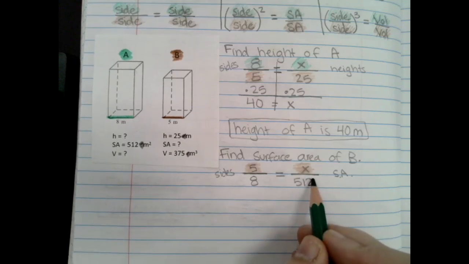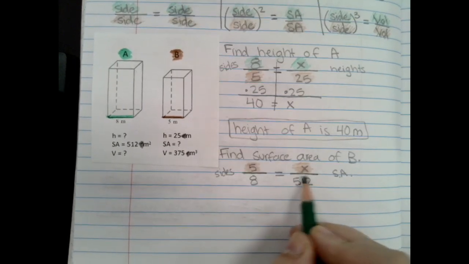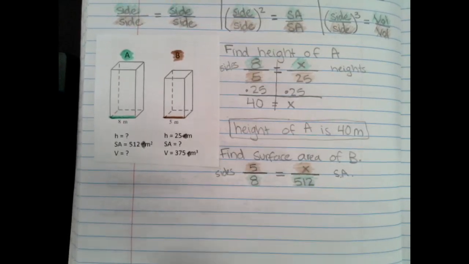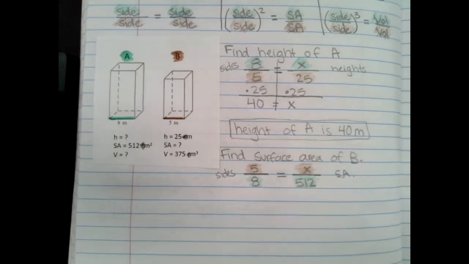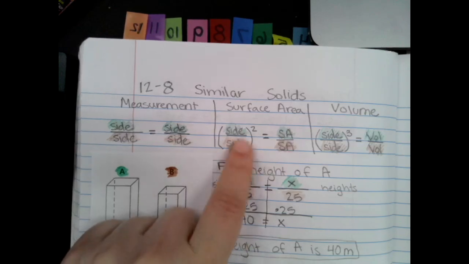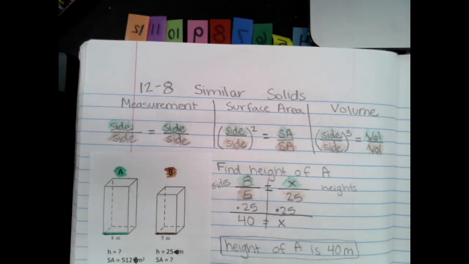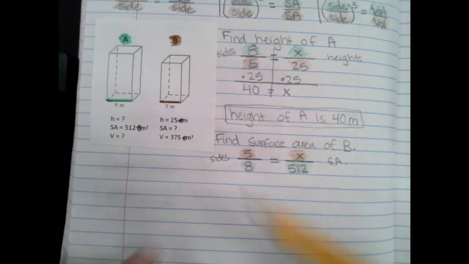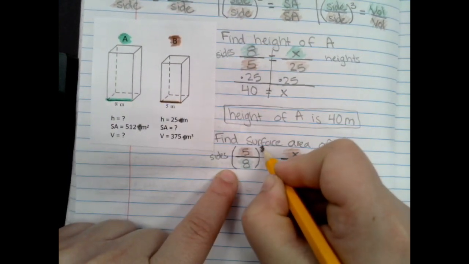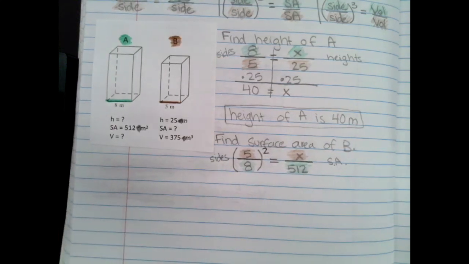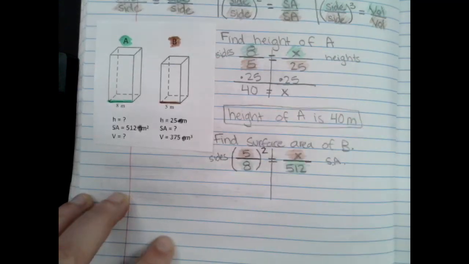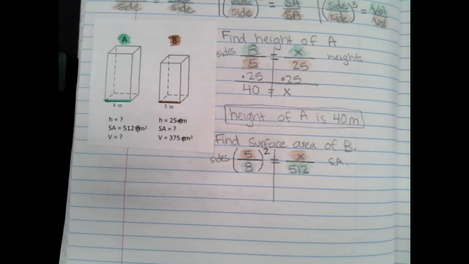Okay, and then our last step here before we solve it is we're doing surface area. So we're going to go back up to our formulas here. For surface area, we need to do what with our sides? We need to do our sides squared. So we're at 5 over 8. We're going to put parentheses around them and do that squared. Then we can solve it. Doesn't make it too much more complex with that squared. It just makes sure that we get the right answer.